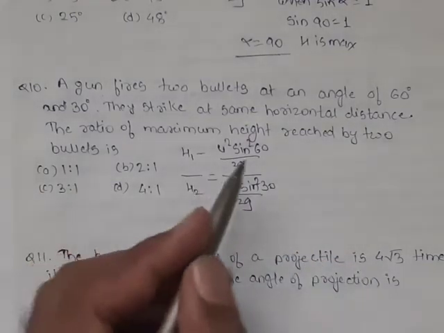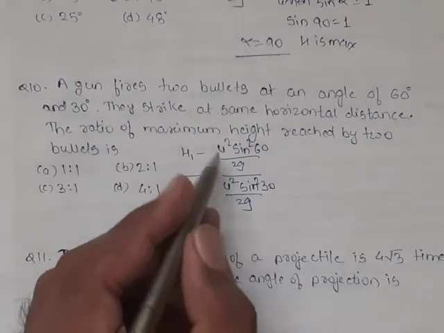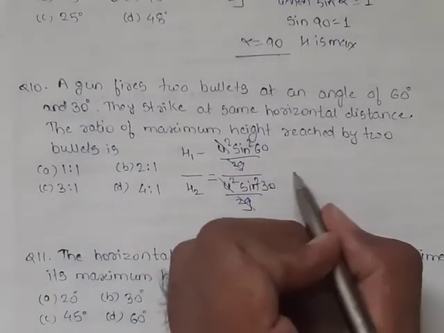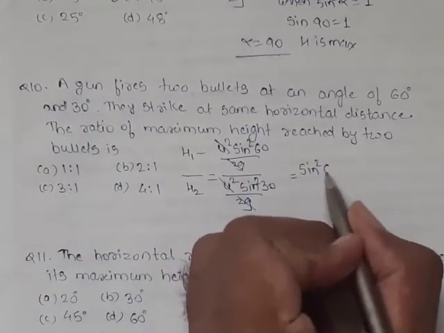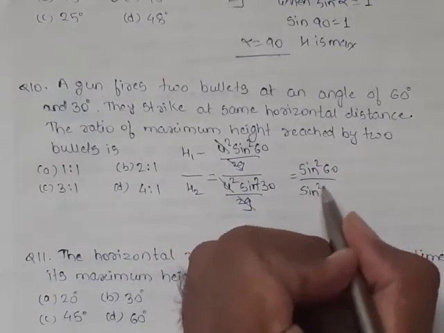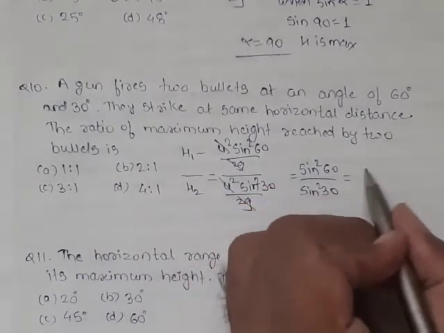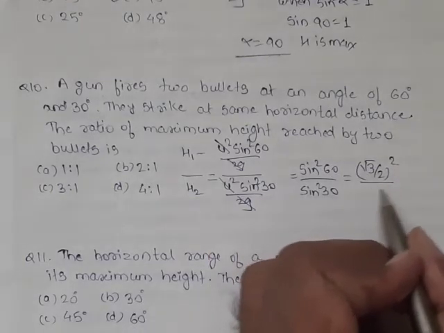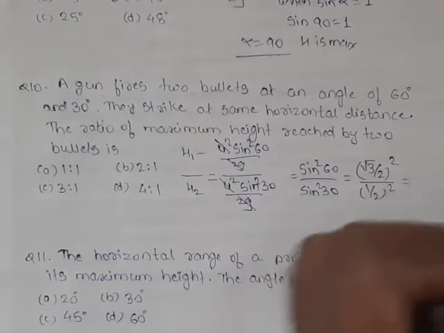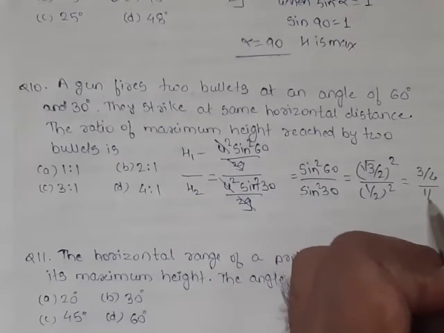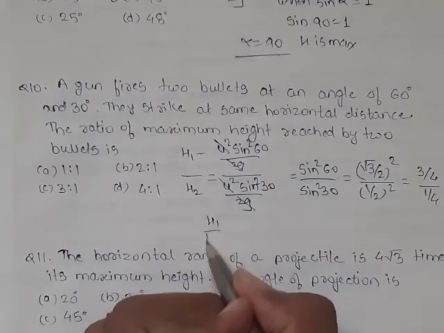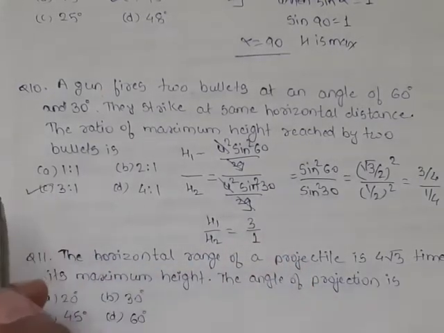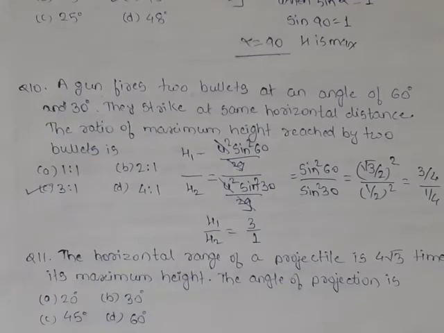So here the initial velocity for both has been kept the same. This g can be cancelled, 2 can be cancelled, the value remaining is sine square 60 upon sine square 30. What is sine 60? Root 3 by 2. So we are taking root 3 by 2 square. And what is sine square 30? 1/2 square. So root 3 by 2 square is nothing but 3 by 4 upon 1 by 4. Finally our answer of h1 upon h2 is nothing but 3 by 1. So option C for question 10, 3 by 1, is our answer.